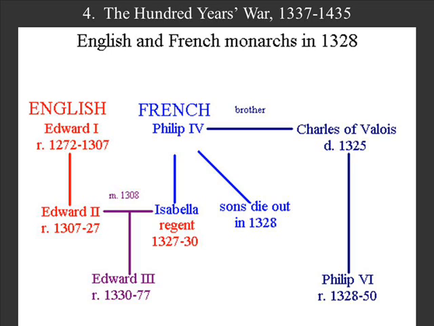Does that make sense? The French have their own monarchy. And here's where the problem emerges. They have their own king who has a whole bunch of sons, so they don't really care who the daughter marries, because she's not going to inherit anything through primogeniture, right? All right. The problem is that by the time this guy dies, all his children have died too, all his male sons.